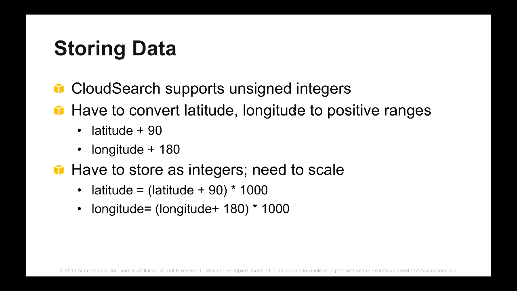And then because those are floating point numbers and we're going to want some decimal places, we're going to multiply them by 1,000. So the number that you store for latitude in your index will be the original latitude plus 90 degrees times 1,000, for example. Multiplier depends on what resolution you need there. Now, this actually performs fairly well. CloudSearch can do like 10 million.